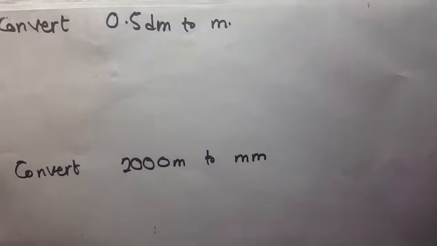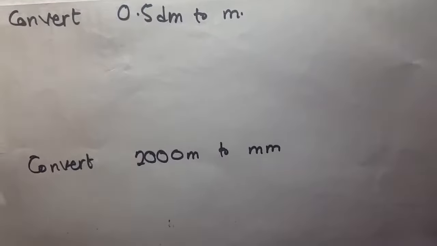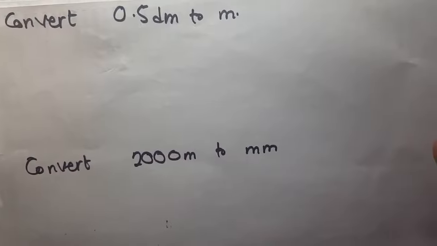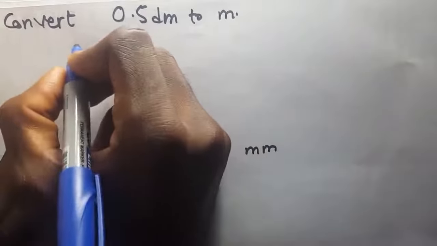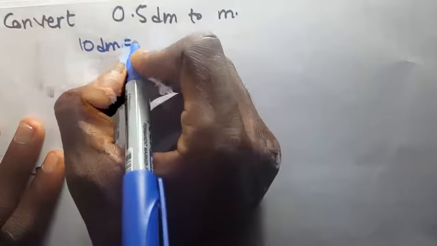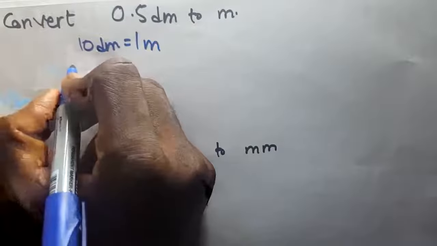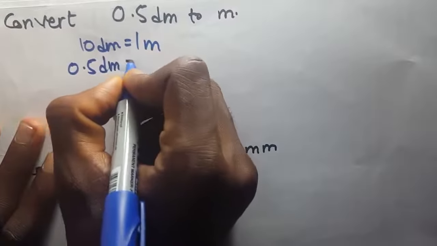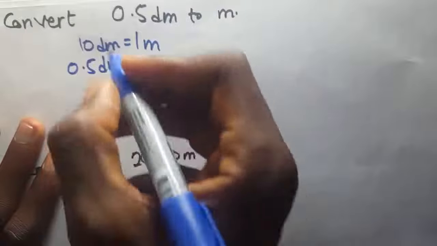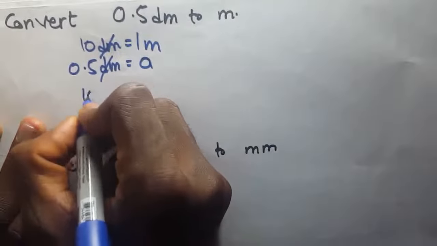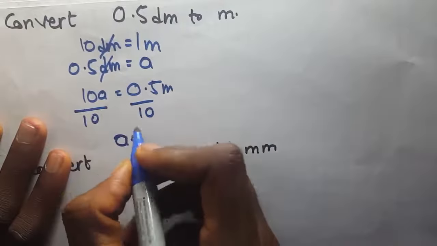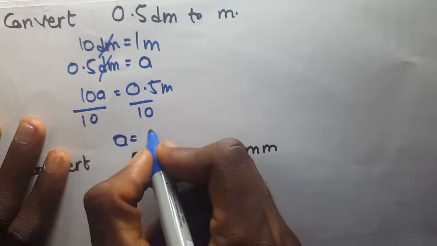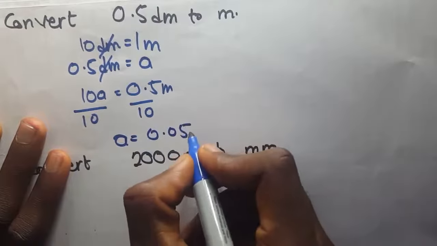With our next example, we are converting from 0.5 decimeters to meters. For decimeter to meters, we have 10 decimeters equals 1 meter. So we put decimeter under decimeter. 0.5 dm equals, we don't know, so let's represent it with a. dm cancels dm. You have 10a equals 0.5 m. Divide by 10 over 10. a equals, you move the point one more time, so you're going to have 0.05 meters.